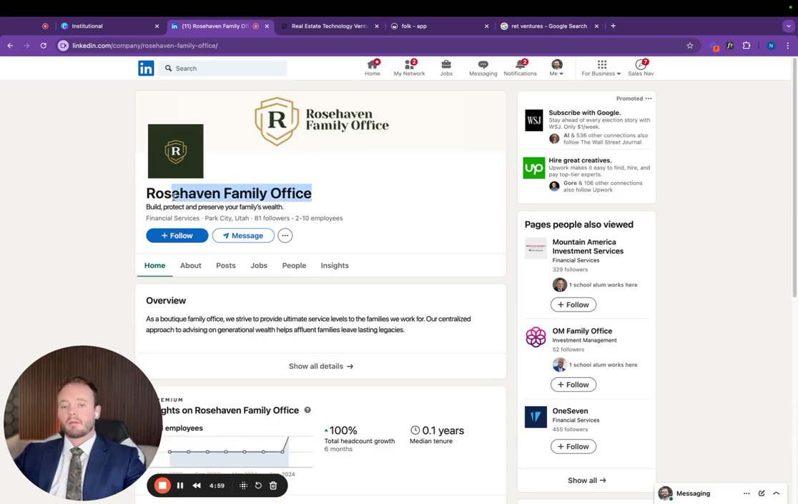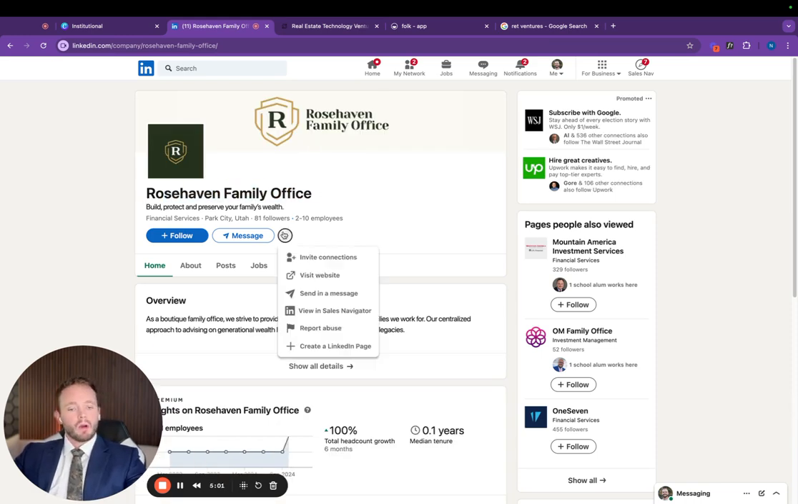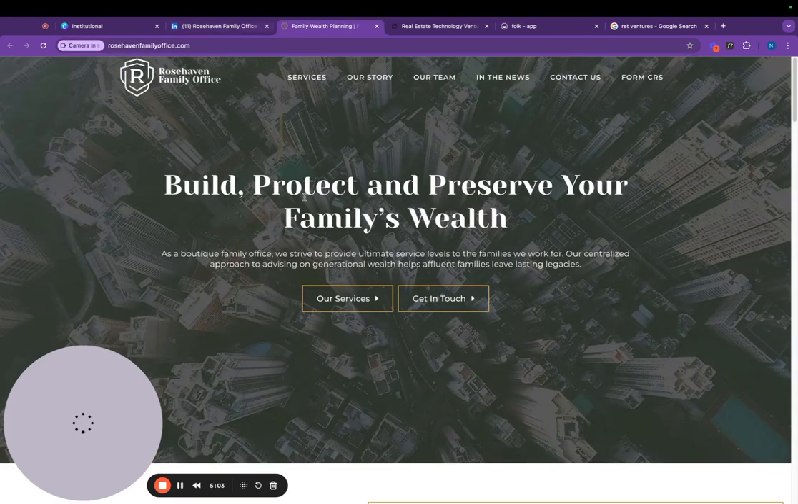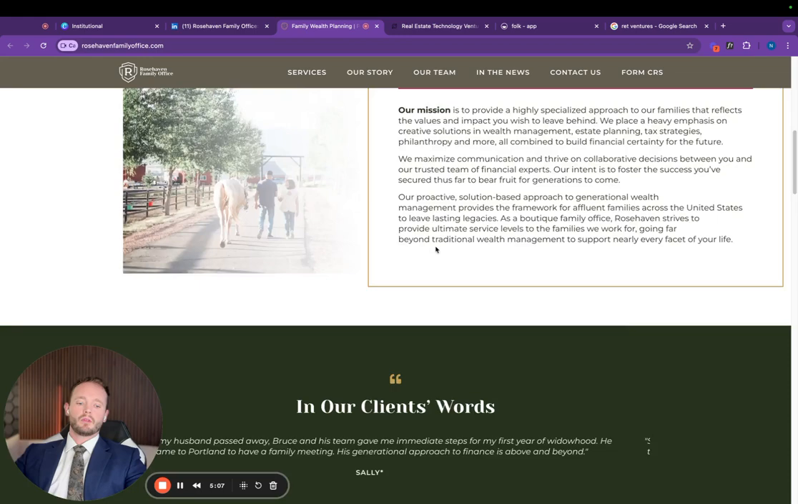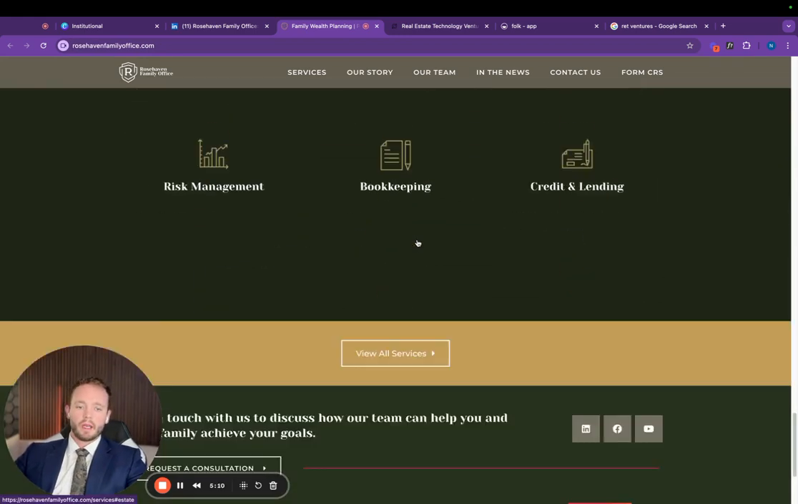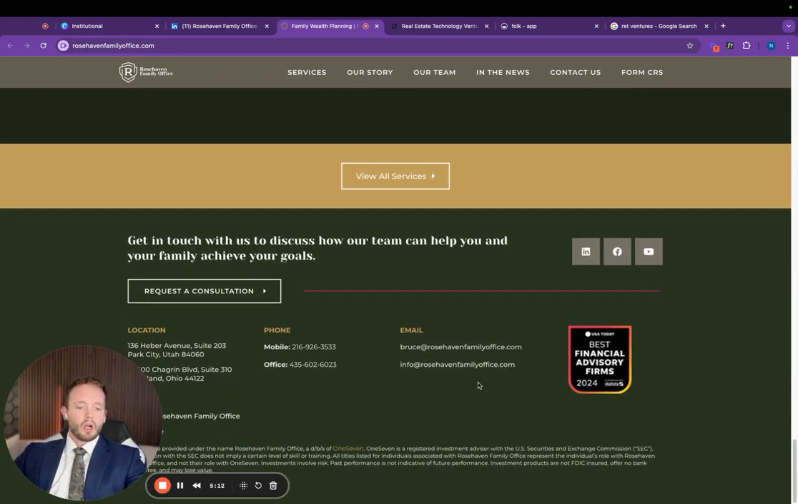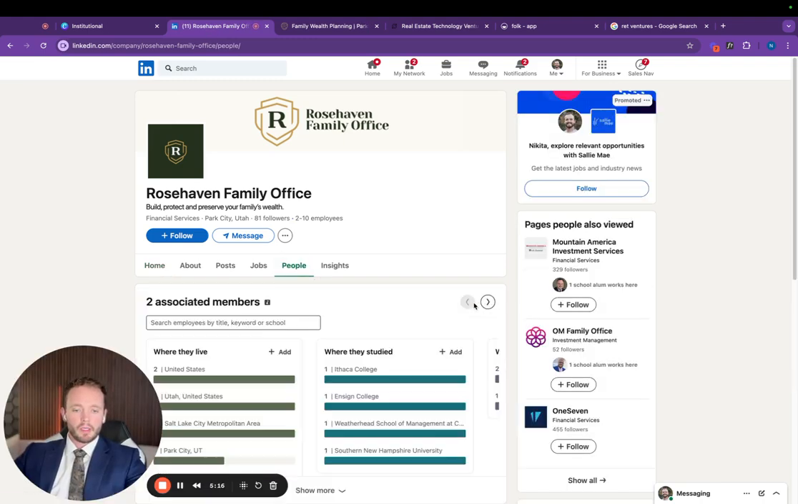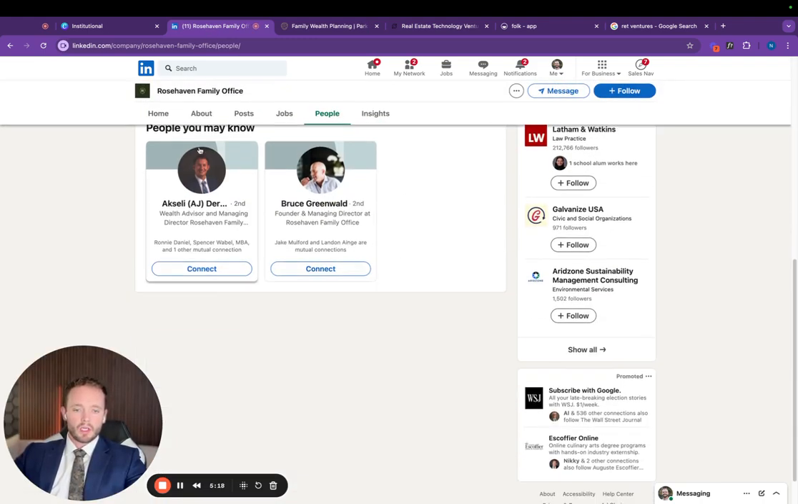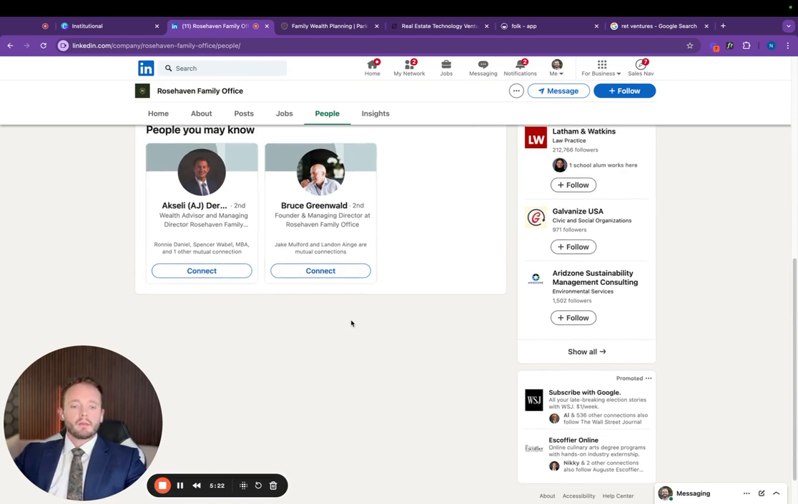Rosehaven Family Office. Now, maybe this is big, maybe this is small. We don't quite know yet, but we're going to do just a little bit of high level research. Build and protect, preserve your family's wealth. Maybe they are managing their own money. Maybe this is really just a wealth management firm trying to disguise. Regardless of whether or not that's the case, connect with these people. Go through the people, see who's on here. Two associated members. We've got a wealth advisor, managing director. Reach out to them and connect.